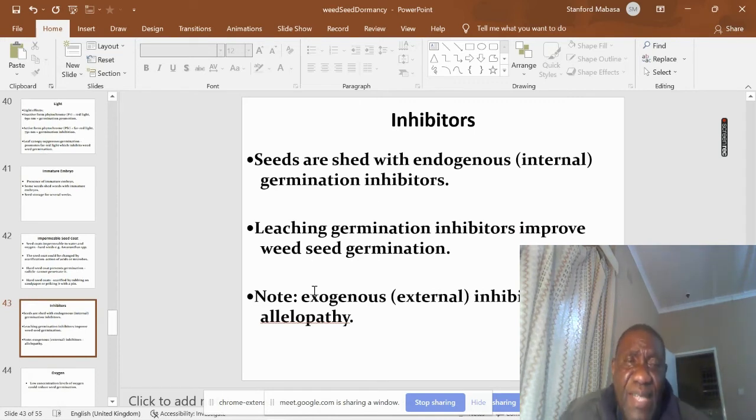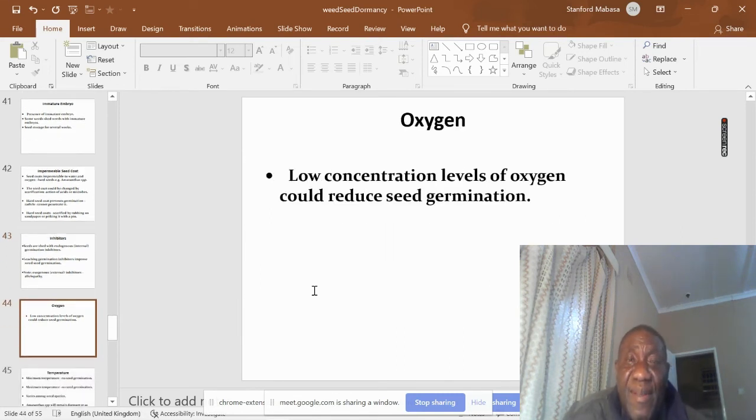Now, the issue of inhibitors. Seeds are shed with some inhibitors, and they may not germinate. So, leaching may be required. We have to leach the germination inhibitors to improve weed seed germination. Please note that there could be external inhibitors like allelochemicals, from allelopathy. We may have to talk about this at some point.